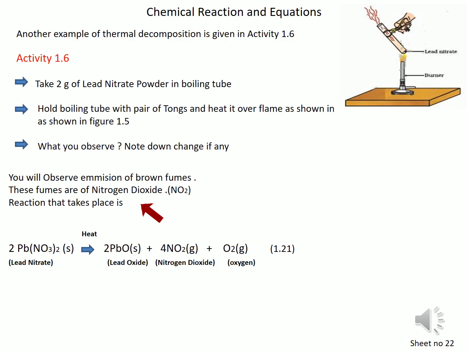Di means 2, NO2. The reaction that takes place is lead nitrate in the solid form, after heating, breaking up into PbO, that is lead oxide, plus nitrogen dioxide, that is NO2, plus oxygen, that is O2. This lead nitrate is in the solid form. Lead oxide is again in the solid form. Nitrogen dioxide, these are the fumes, is in the form of a gas, and oxygen is also emitted in the form of gas. So this is another example of this reaction.